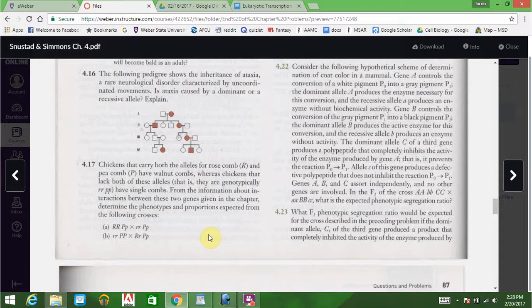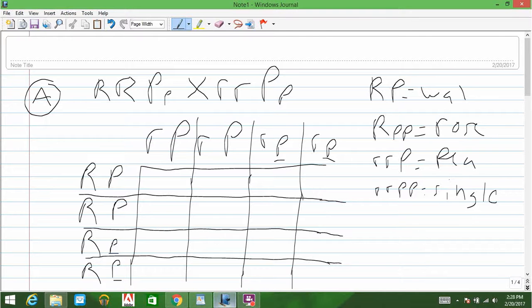Problem 417 from your book. It says chickens that carry both alleles for rose comb and pea comb have walnut combs, whereas chickens that lack both these alleles have single combs. From the information about interactions between these two genes given in the chapter, determine the phenotypes and proportions expected from the following crosses. So I've kind of drawn this out a little bit for you.